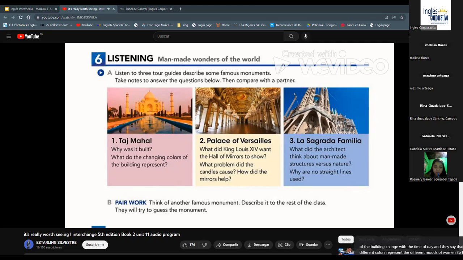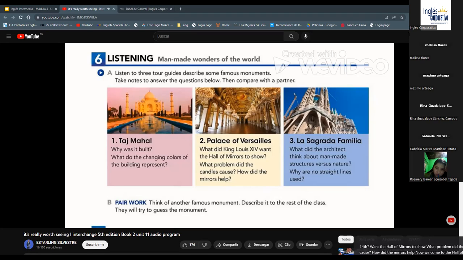2. Palace of Versailles. What did King Louis XIV want the Hall of Mirrors to show? What problem did the candles cause? How did the mirrors help? Now we come to the Hall of Mirrors, one of the most famous rooms in the Palace of Versailles. King Louis XIV wanted this room to show all the riches and power of France. The paintings on the wall, the beautiful detail of the room, the gardens outside. They were all made more visible with the mirrors. But electricity didn't exist in those days, so candles were used. Any idea what problems the candles caused?